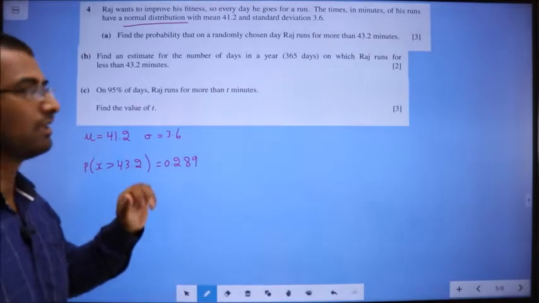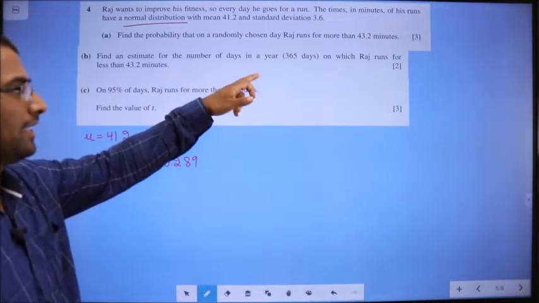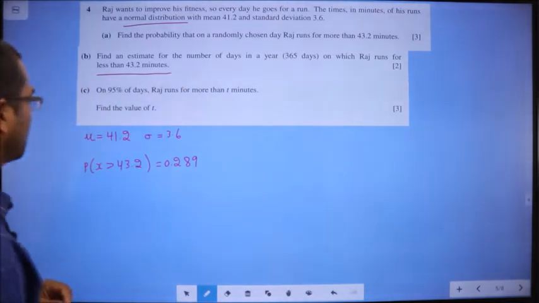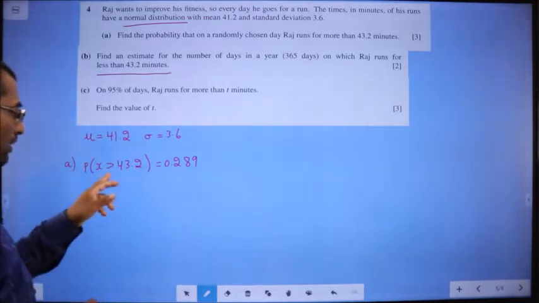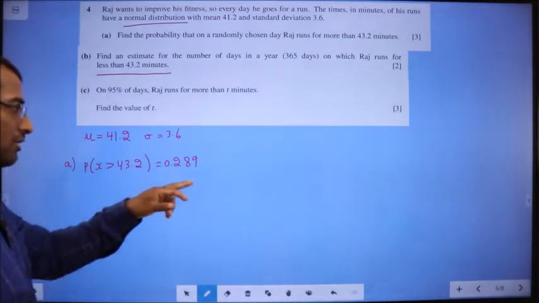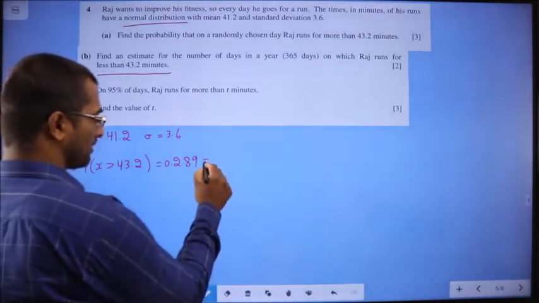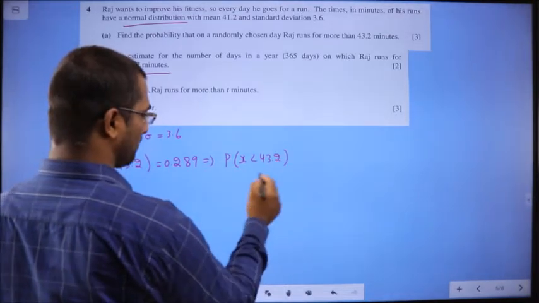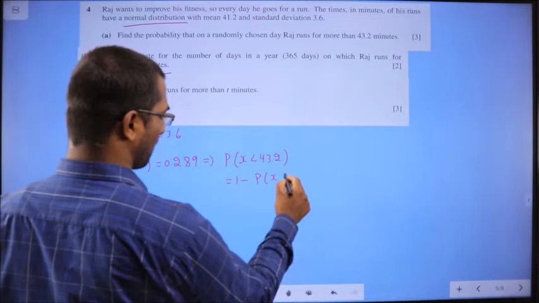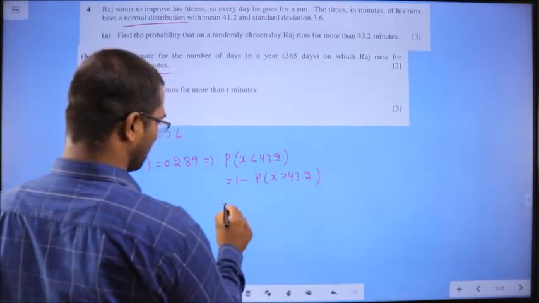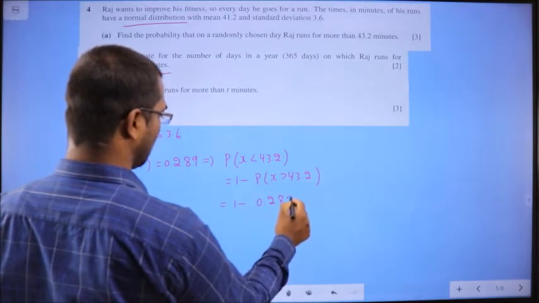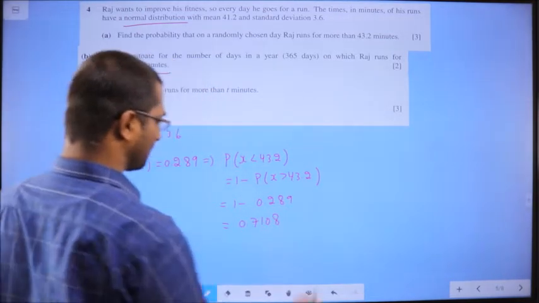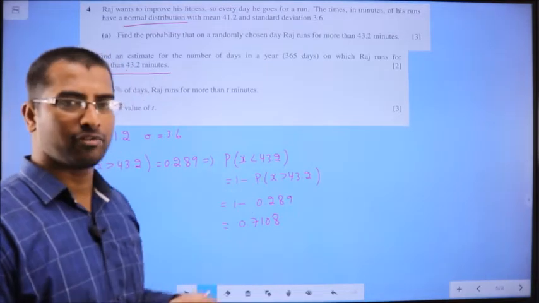Now B1. Find an estimate for the number of days in a year, 365 days, on which Raj runs for less than 43.2 minutes. In the A bit, what we got, P of x greater than 43.2 is 0.289. From this, I can calculate P of x less than 43.2. This will be equal to 1 minus P of x greater than 43.2. So that is 1 minus 0.289, and you will get 0.7108. This is the probability of less than 43.2.